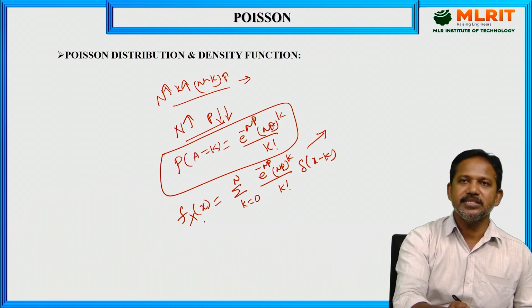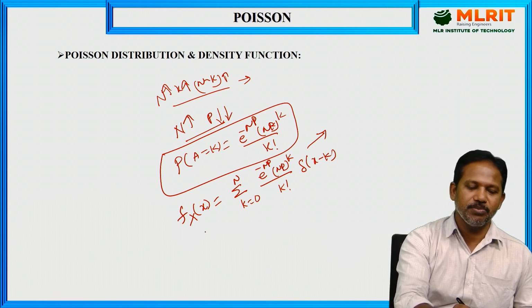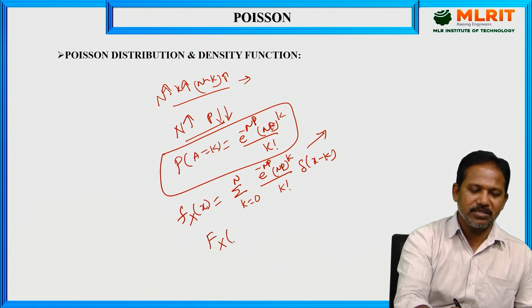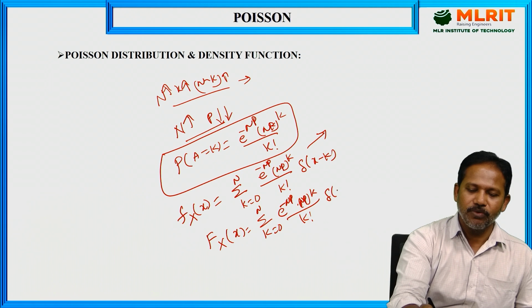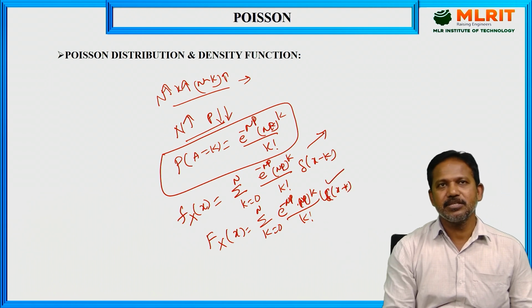Now, by using this, I can define the probability distribution function, that is capital F_X of x is equal to summation of k equal to 0 to n, e power minus np into (np) power k by k factorial into u of (x minus k). So this is my probability distribution function.